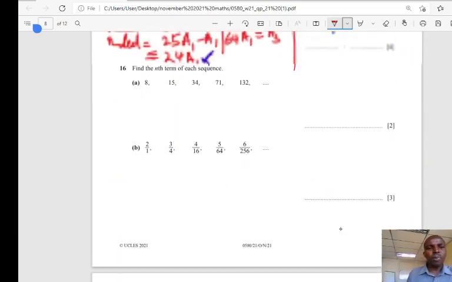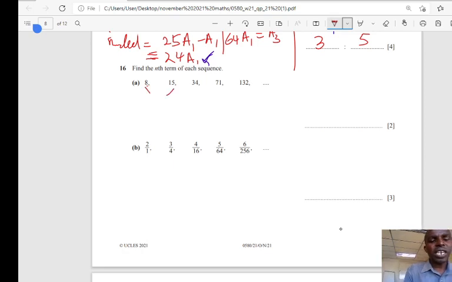Question number 16. Find the nth term of each sequence. The nth term of this one, right? First, you find the common difference here. 8 to 7 here. Common difference here is 19. 34 from 71 is 37. Right, there's no common difference. Then you move on to the second row.